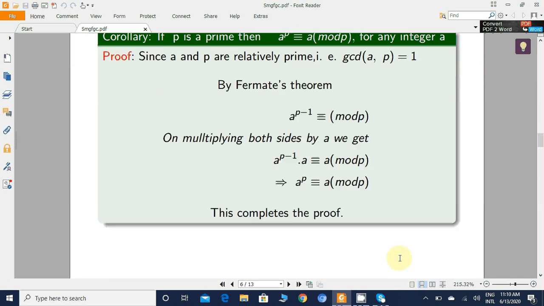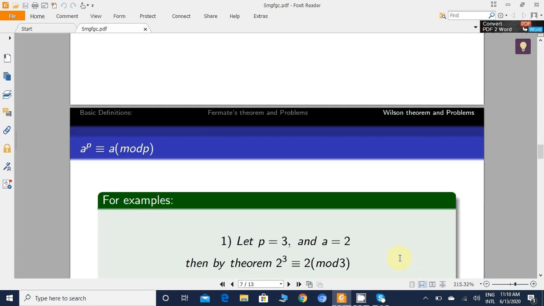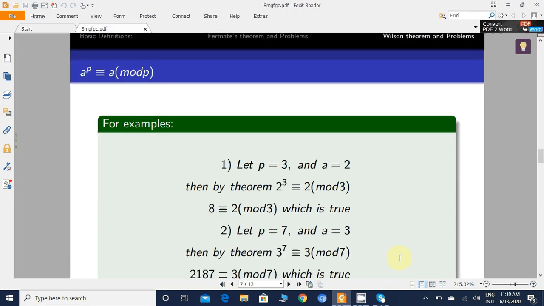This completes the proof. So on the basis of this corollary, we can take an example. Let P equals 3 and A equals 2. Now we apply once again Fermat's theorem. A power P, that is 2 power 3, is congruent to 2 modulo 3. That means 2 power 3, that is 8.